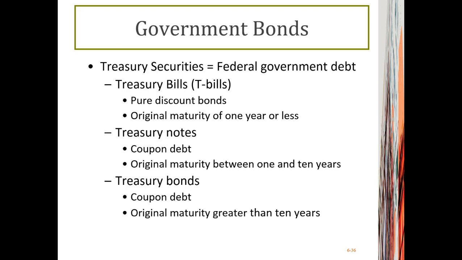They carry no coupons. If term to maturity is greater than 1 year but less than 10 years, we call those Treasury notes, and Treasury notes are typical coupon bonds. If a government issued bond has term to maturity greater than 10 years, then we call it Treasury bonds. Treasury bonds are the most actively traded bonds on the market.